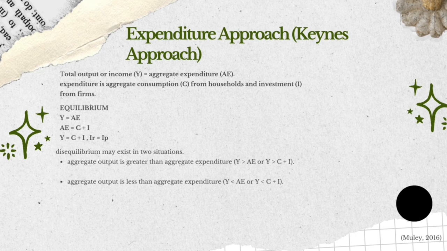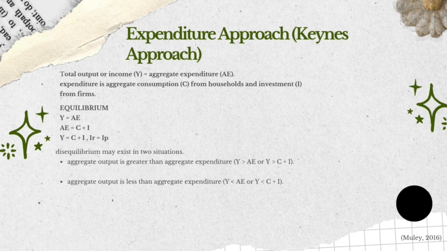This equilibrium also can be explained in two situations. First situation is when aggregate output is greater than aggregate expenditure. In this situation, inventory will increase because sales are less than production. Therefore, the real investment will be greater than the planned investment. So, to achieve equilibrium level, firm needs to decrease aggregate output.